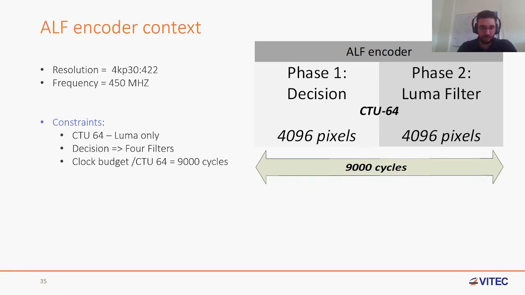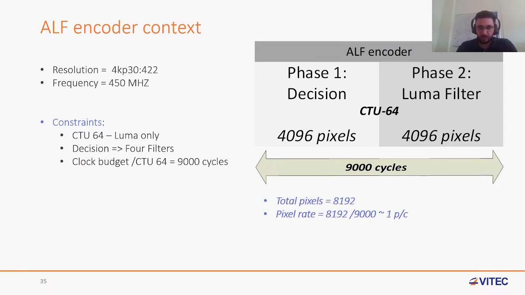Also, if we compute the decision over 4 filters, the ALF remains efficient for the encoding process. In addition, the hardware team defines a certain clock budget for each CTU64. As we can see, the clock budget is set to 9,000 cycles. For both the decision and the Luma filter, the entire process should be finished in 9,000 cycles, as you can see in the figure.